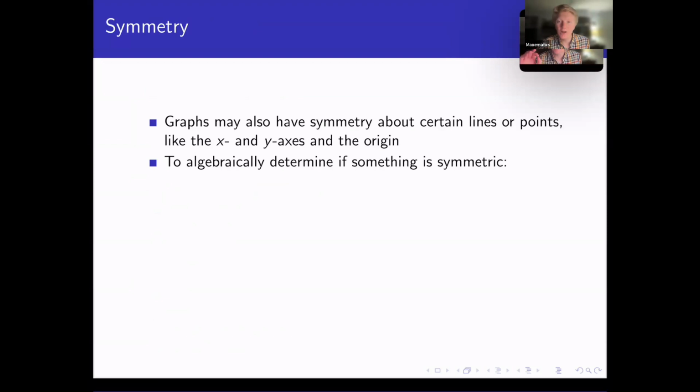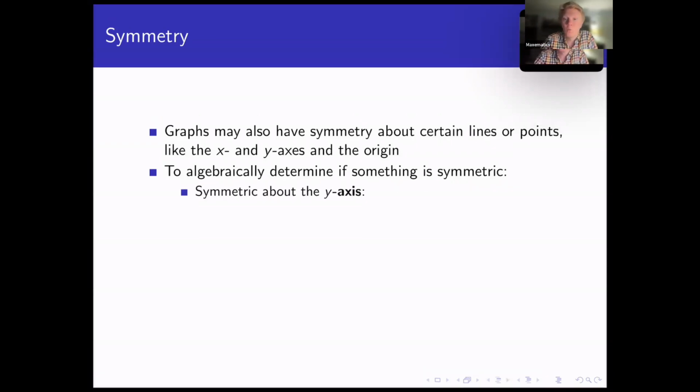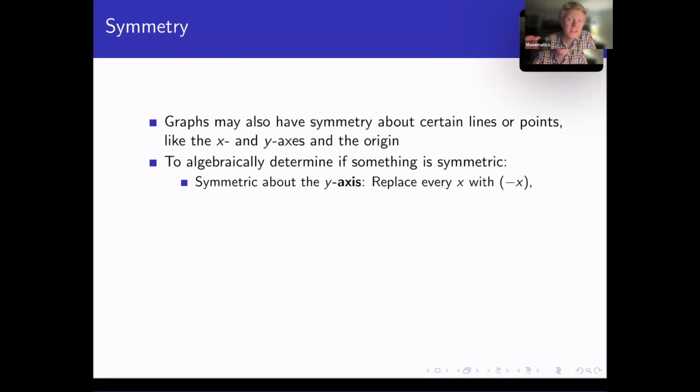Well, we can algebraically determine if something is symmetric. We don't need to try and graph something when we don't really know how it looks. So to algebraically determine if something is symmetric, we're going to do one of the following things. If we are testing for symmetry over the y-axis, we are going to replace every x with negative x and simplify.